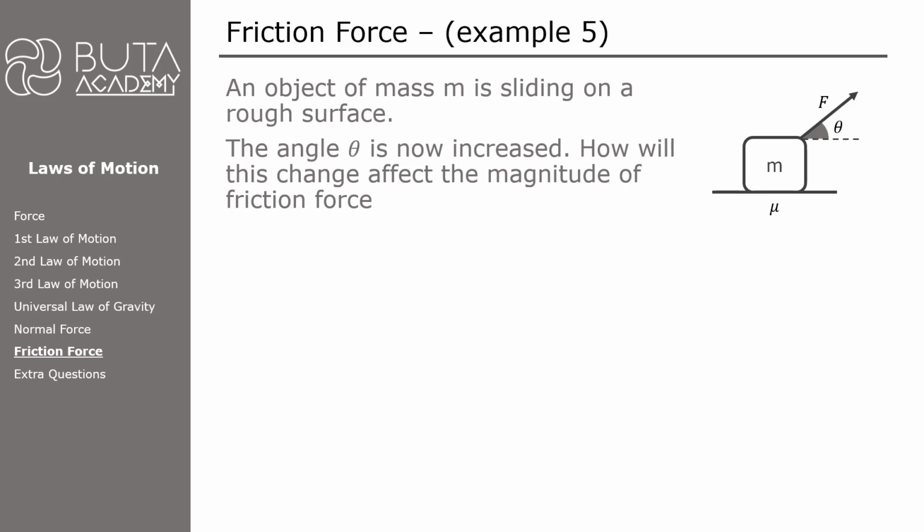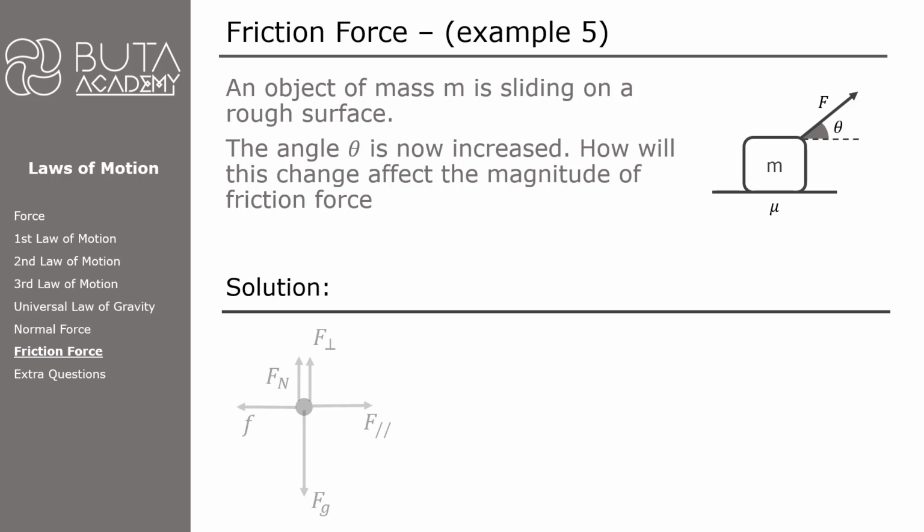Unlike the previous question, in this one, the object is in motion. Again, we have to find out how the value of friction force will change if we increase the angle theta. Everything regarding this question and the previous one is the same, except for the state of the object. That's why we can draw the same free body diagram for this question as well.